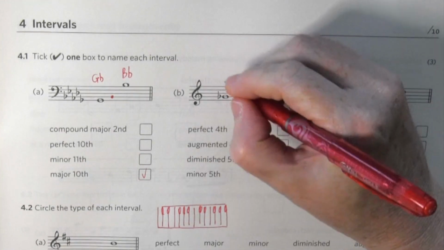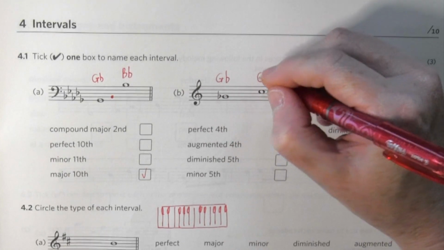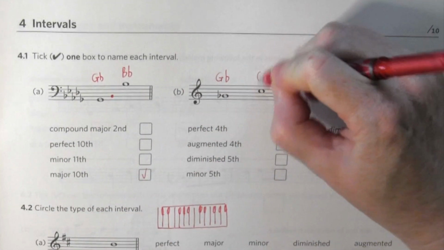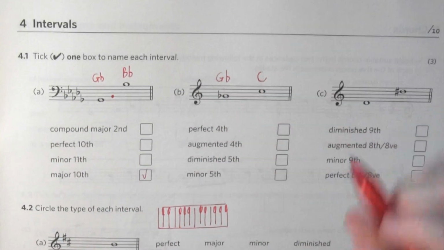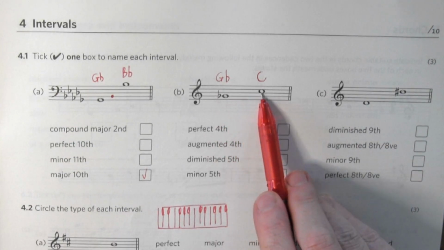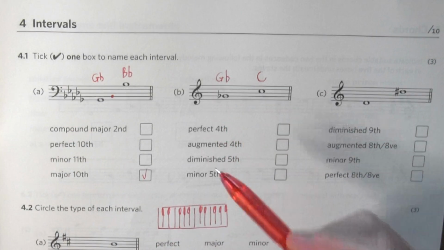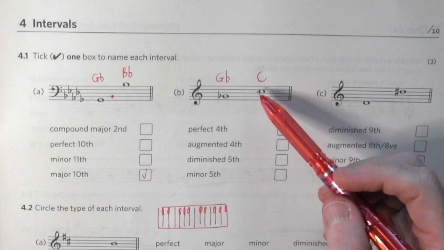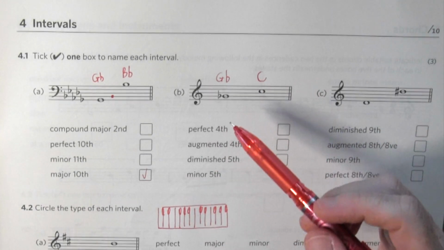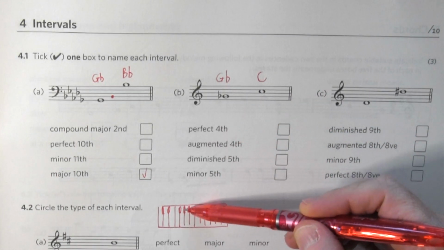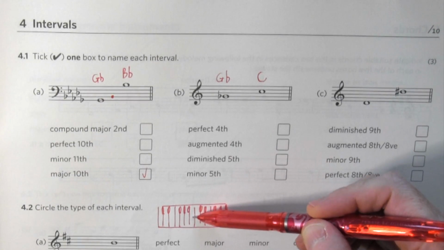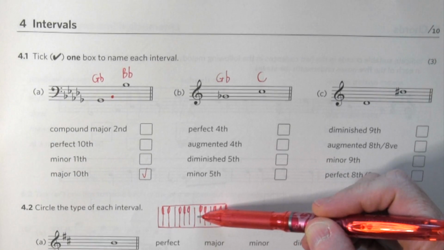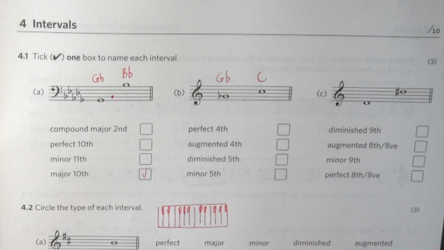Next one, G flat and C. This is a fourth because we have 4 notes, G, A, B, C, 4 steps, sorry, between them. A perfect fourth should be 2.5 tones away. Let's count. 1, 2.5 plus another half. So we have an extra semitone. That means that the fourth is not perfect but augmented.